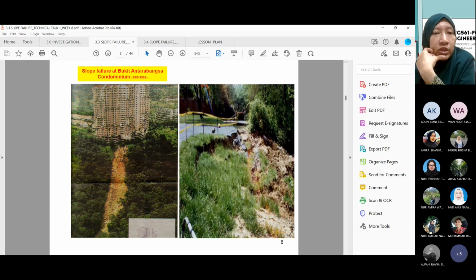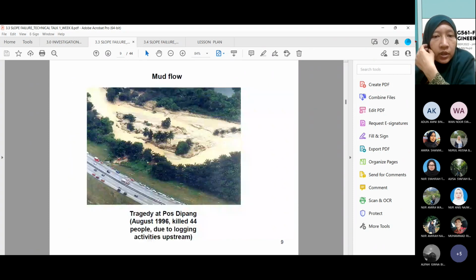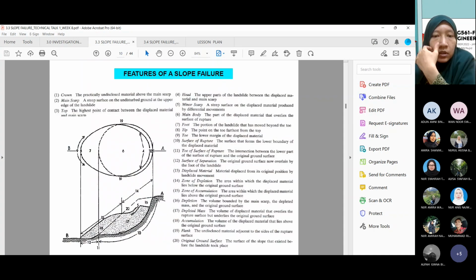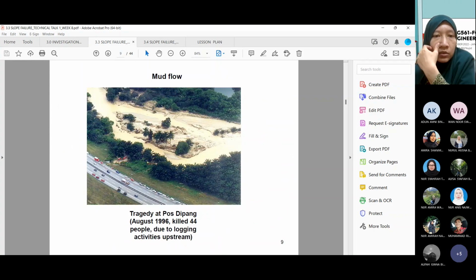People who were rich were living here, and then due to the case in 1999, all residents moved out of this building and left the building empty and it became haunted. I am not sure how haunted it was, but you can search on YouTube. And then the post-failure scene, you can see that this is a debris flow.